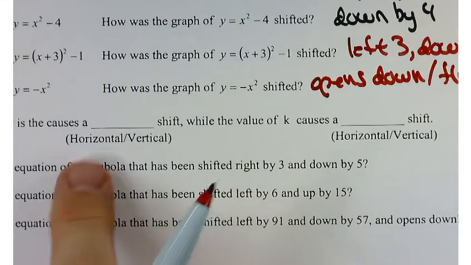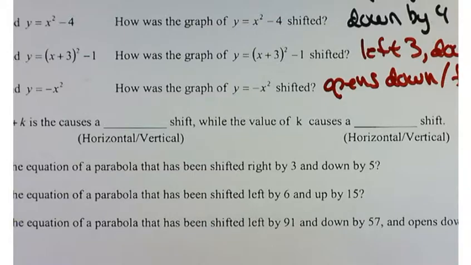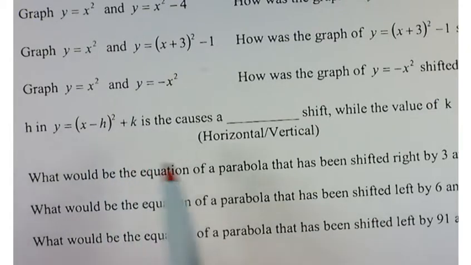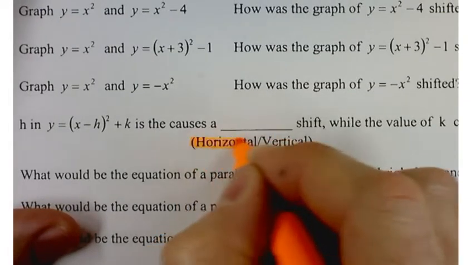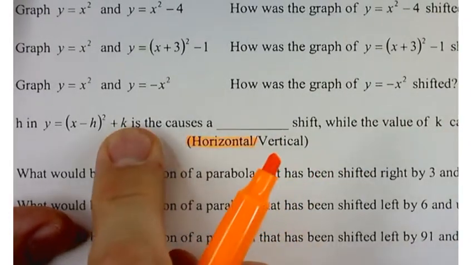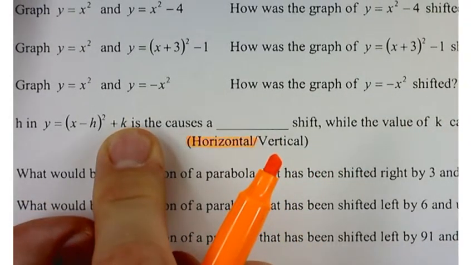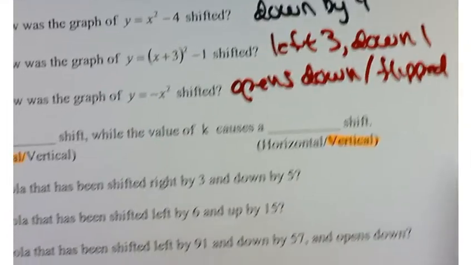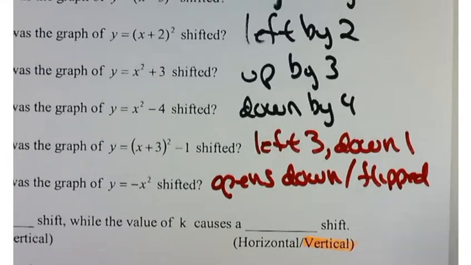So a couple things to note out of all this discussion. When you're looking at this in general, what is the H control? H is going to cause a horizontal shift or a vertical shift? Good. H is going to cause a horizontal shift. What's K going to do? K is going to cause a vertical shift. Nice.